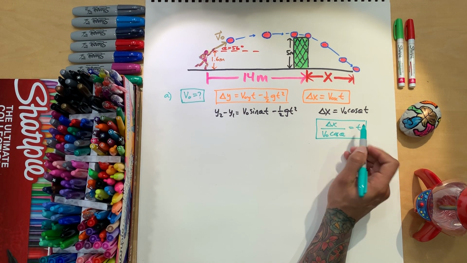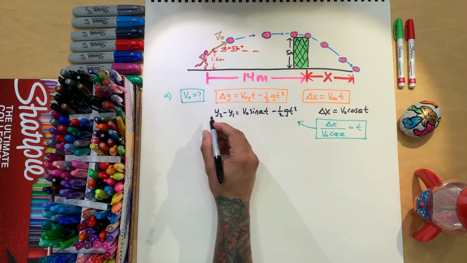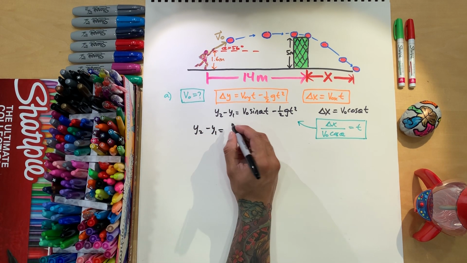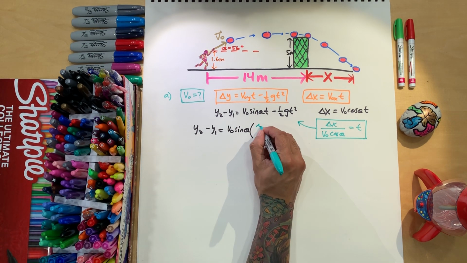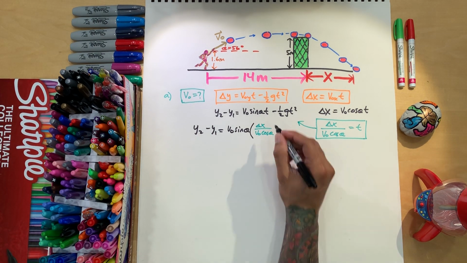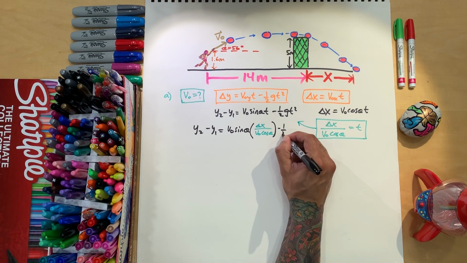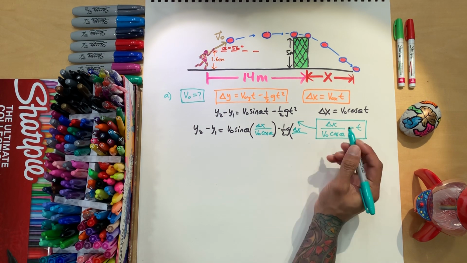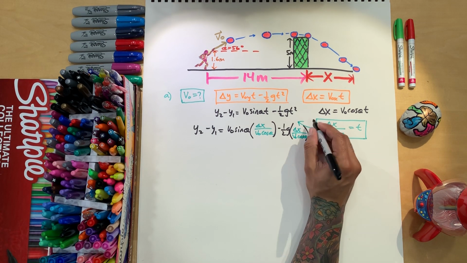Now let's put that into this equation. I'm just gonna rewrite the left side, y2 minus y1 equals v initial sine theta times, here I have delta x over v naught cosine theta, that's what the t was solved for, and then minus 1/2 g, and here I have delta x over v naught cosine theta, and that is squared.